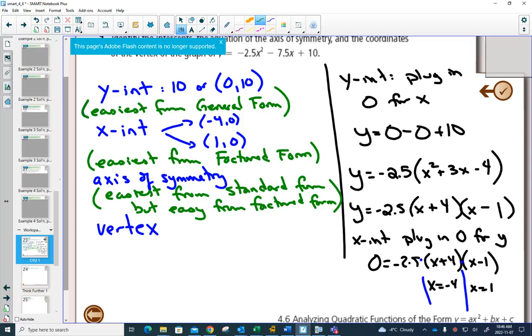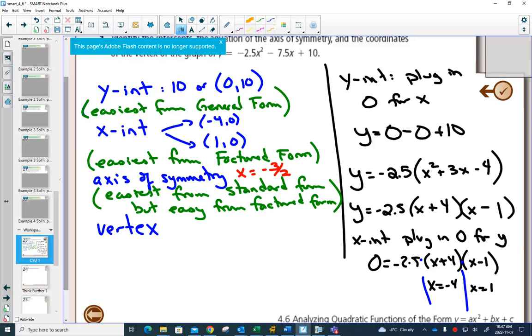What's the average of negative 4 and 1? You add those together and divide by 2. Negative 3 divided by 2, you would have x equals negative 3 over 2. So you could have found that also by your factored form. So it's easiest from the standard form, but easy from factored form.